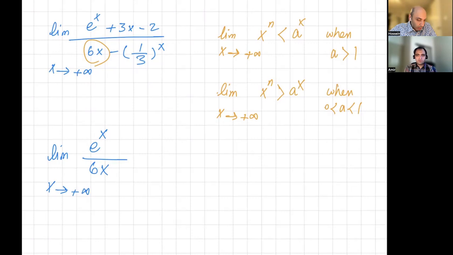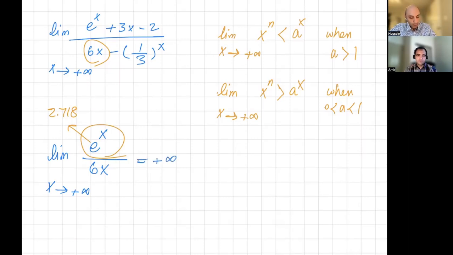The numerator is dominating again compared to the denominator. It's going to grow faster because e is 2.718, a value greater than 1, so it's going to grow faster than 6x. So the whole fraction is going to approach positive infinity.